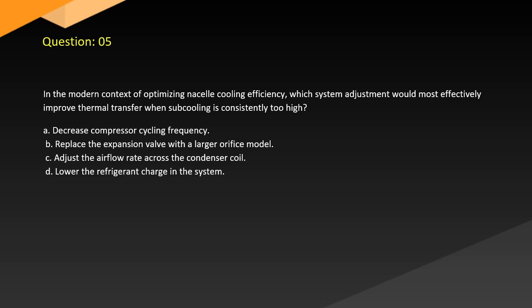Question 5. In a modern context of optimizing nacelle cooling efficiency, which system adjustment would most effectively improve thermal transfer when subcooling is consistently too high? A. Decrease compressor cycling frequency. B. Replace the expansion valve with a larger orifice model. C. Adjust the airflow rate across the condenser coil. D. Lower the refrigerant charge in the system.